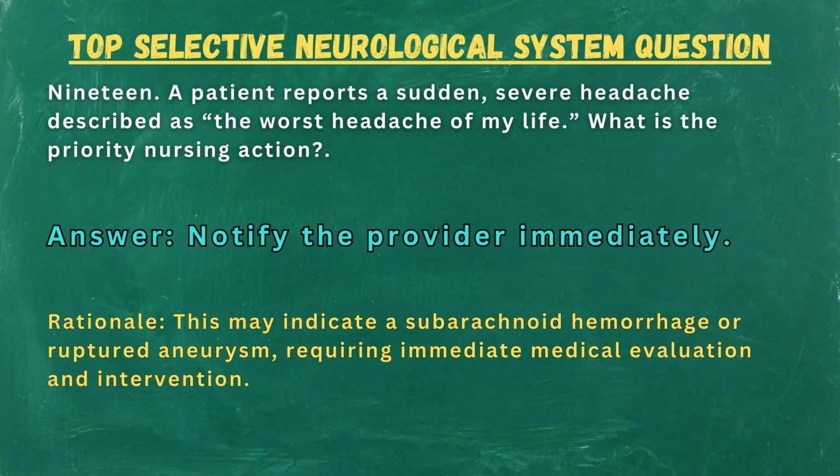19. A patient reports a sudden, severe headache described as "the worst headache of my life." What is the priority nursing action? Answer: notify the provider immediately. Rationale: this may indicate a subarachnoid hemorrhage or ruptured aneurysm, requiring immediate medical evaluation and intervention.